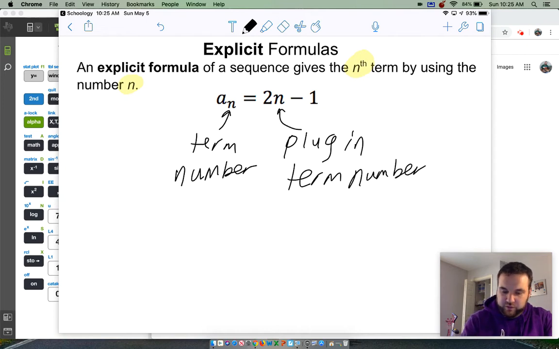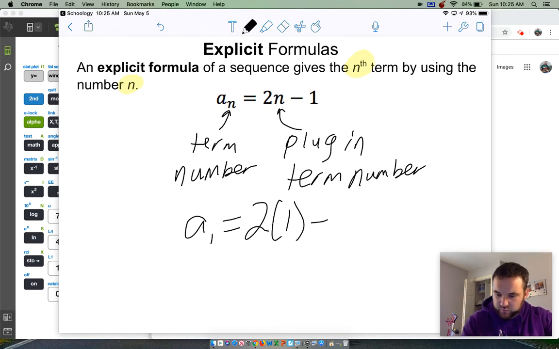So for instance, let's just figure out what's the first term in this sequence. How does this sequence start? I'm going to plug in 1. 2 times 1 minus 1. Well, that's 2 minus 1. So the first number in the sequence is 1.